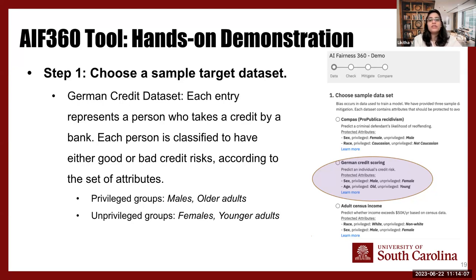And if you look at the figure on the right in the circled part, you can see that the protected attributes that are identified in this dataset are age and sex. And these two attributes are further divided into what we call privileged groups and unprivileged groups. So there is a certain bias seen in males and also older adults. And in unprivileged groups, we have females and younger people.